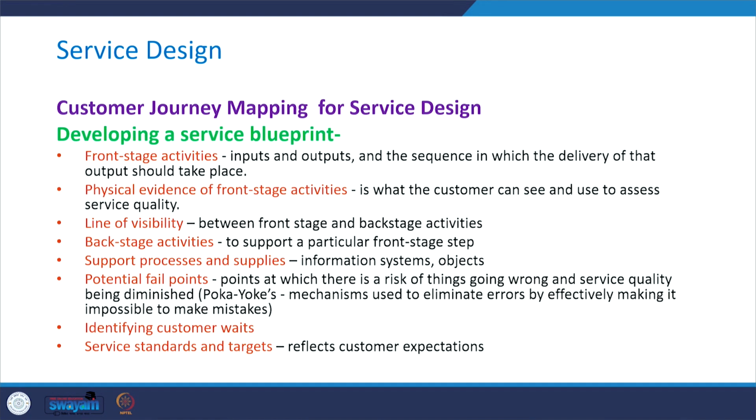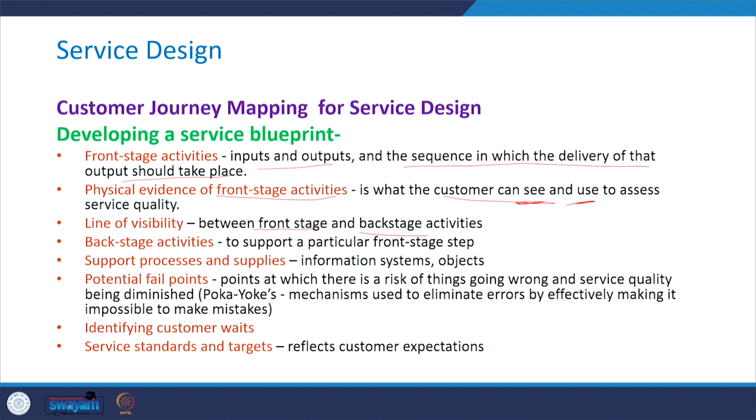Now let's understand how to develop a service blueprint. A service blueprint has several components or elements. The first is front stage activities. This includes inputs and outputs and the sequence in which the delivery of that output should take place. The next element is physical evidence of front stage activities. This is what the customer can see and use to assess service quality. Then comes the line of visibility between front stage and backstage activities.